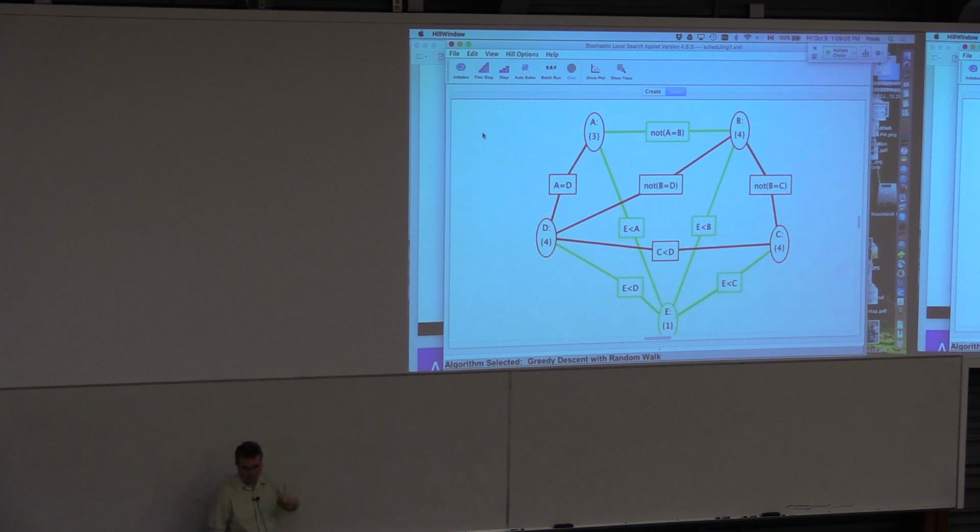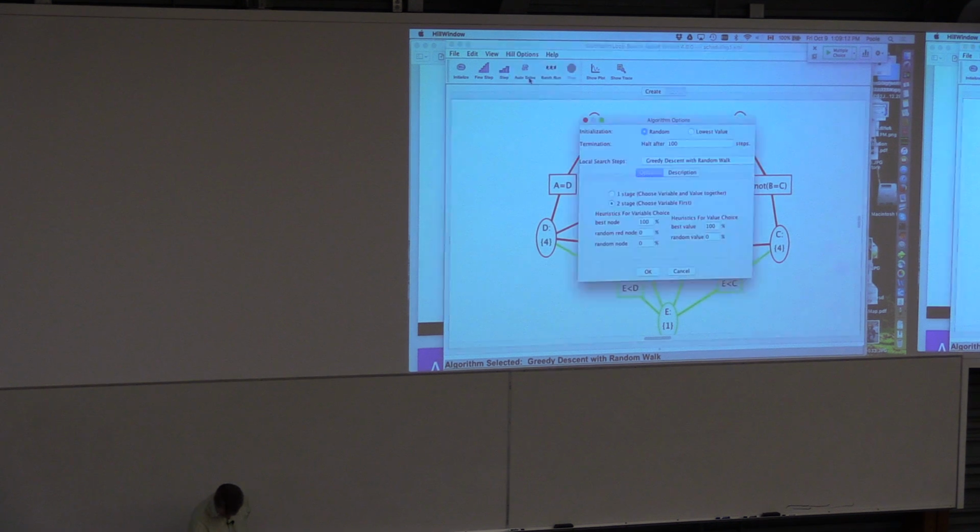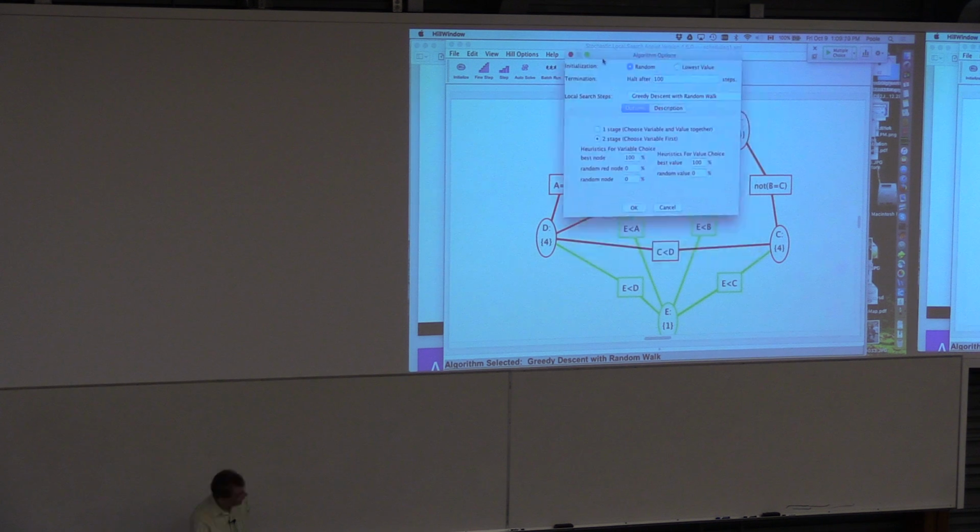So now, just to show what's happening here, if we look at the algorithm options, in this algorithm, I'm going to keep referring back to this. We're going to do two stages. We're going to choose the best node 100% of the time, which is the node which participates in the most conflicts. And we're always going to choose the best value 100% of the time. So that's how we're going to read this.